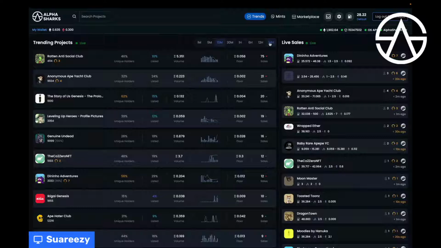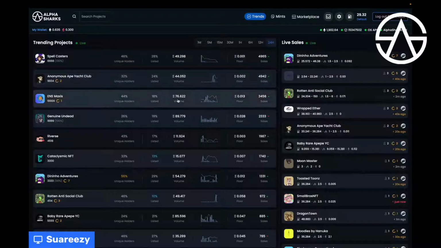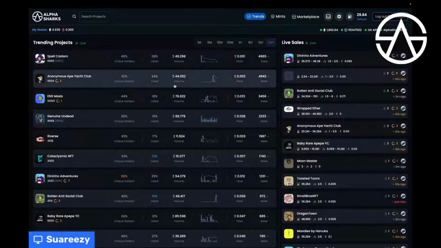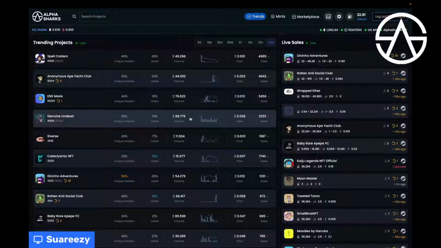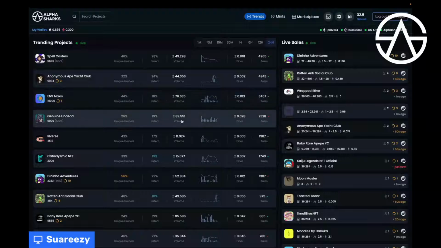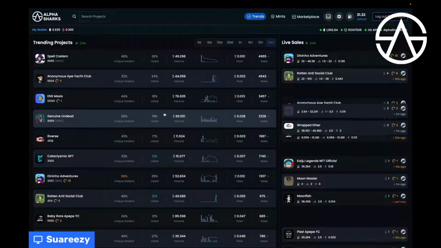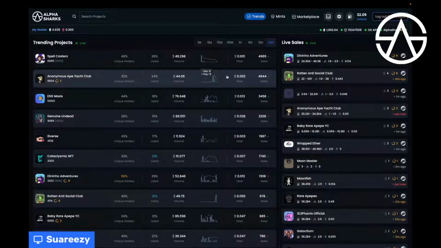So one of the first things I like to look at in here is the 24-hour volume. I just want to see what's quote unquote normal for the day. What does normal look like volume wise? Up here we can see we have about 50 ETH volume, 45 ETH volume. We have a nice jump up here at 76 ETH volume, then another nice jump up at 89 volume. So this is telling me, hey, there's some demand coming inside of these projects, and this Genuine Undead is double what Anonymous Ape Yacht Club is for the last 24 hours.